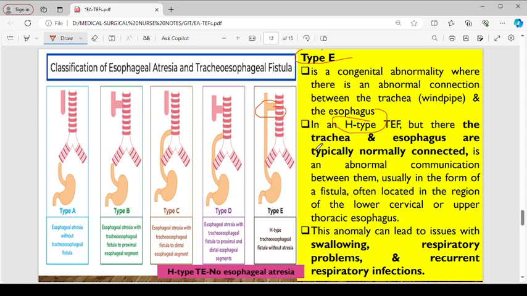So usually they form this fistula, and it's often located in the region of the lower cervical or upper thoracic esophagus. So this anomaly can lead to issues like swallowing problems, respiratory problems, and recurrent infections. Okay, so this is the H type.